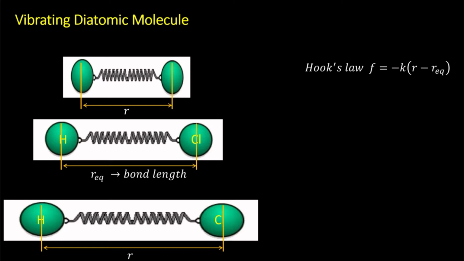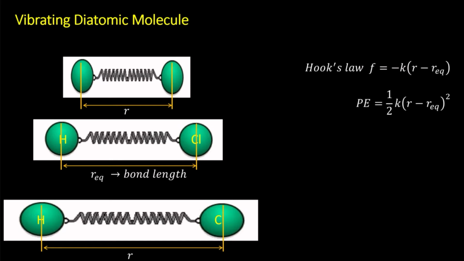Because of this restoring force, the atoms will execute some vibrational motion about the equilibrium position. The potential energy of the corresponding motion is parabolic and is given by the expression half k into mod (r minus r equilibrium) squared. If the amplitude of vibrational motion is small, this vibrating molecule can be modeled as a simple harmonic oscillator. We have already discussed the eigenvalues and eigenfunctions of a simple harmonic oscillator in the quantum mechanics class.